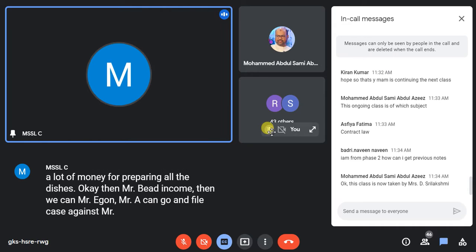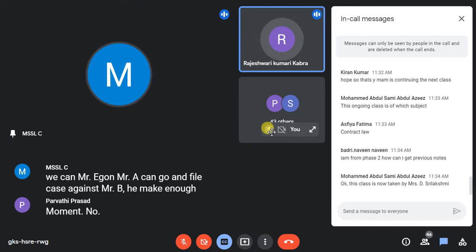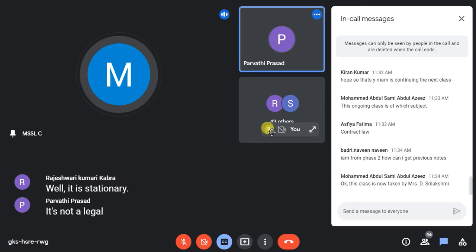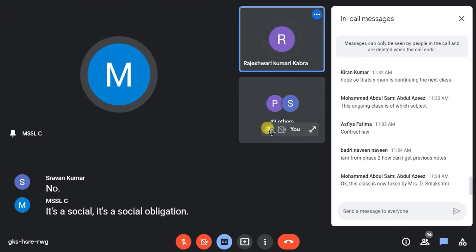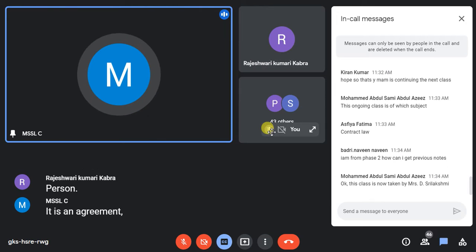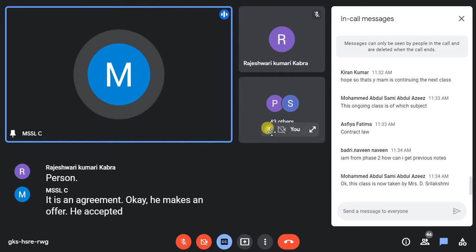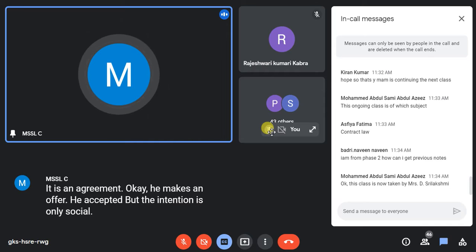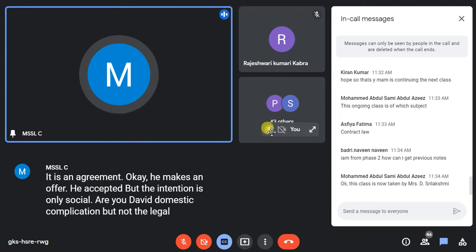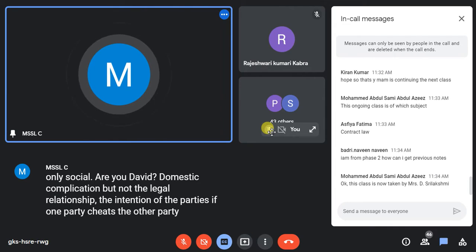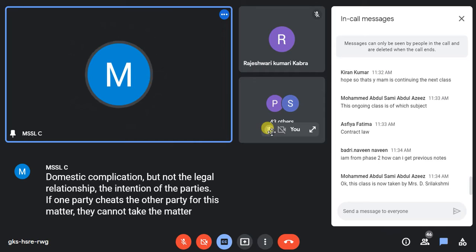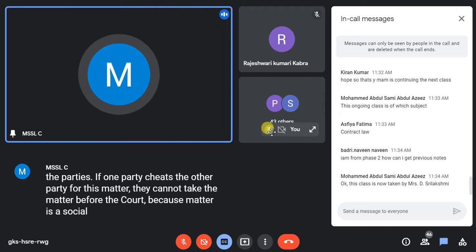No, it is a social matter. It is not a legal relationship. It is an agreement: he makes an offer, he accepted, but the intention is only a social or domestic obligation, not a legal relationship. If one party cheats the other in this matter, they cannot take it before the court, because it is a social matter, not a legal matter.